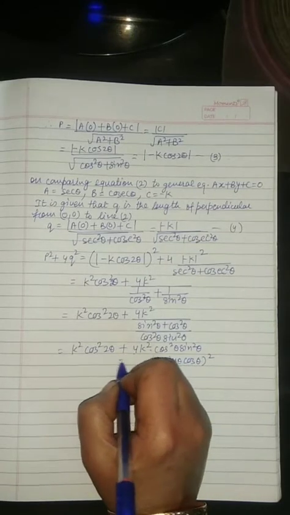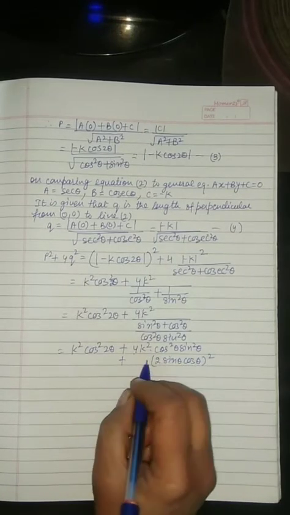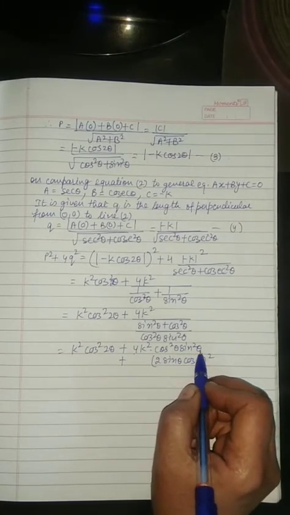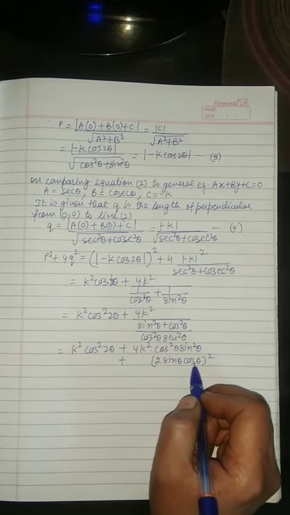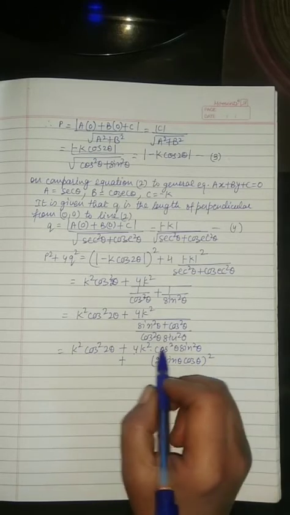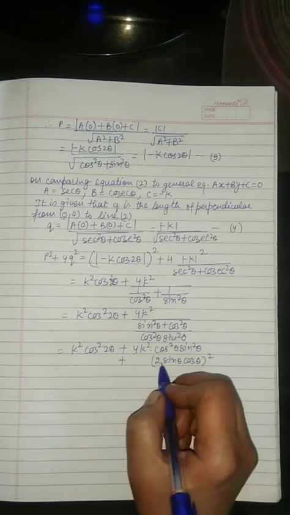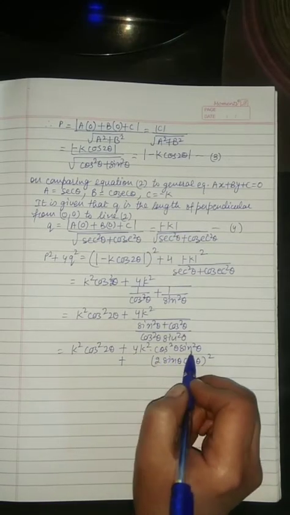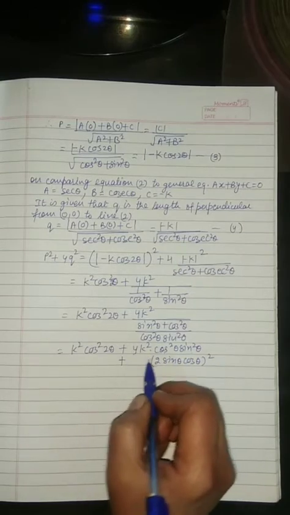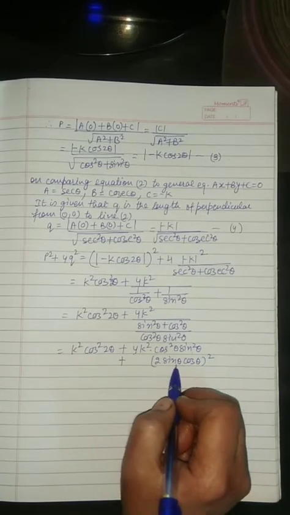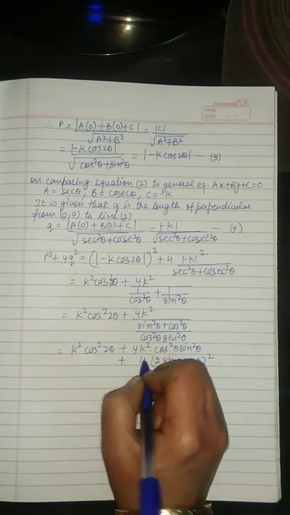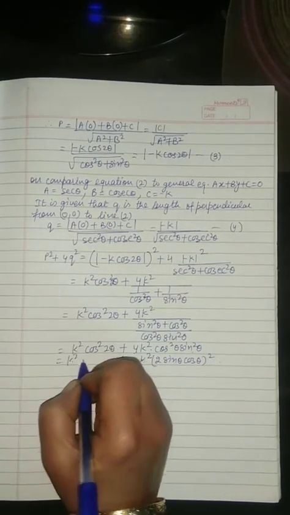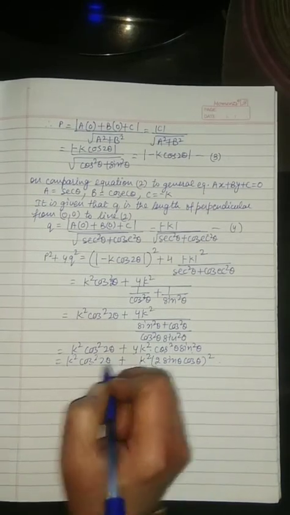So plus, we will take 2 cos square theta, cos theta sin theta, which is 2 sin theta cos theta, can be written as whole square of 2 sin theta cos theta. We have used 4 cos square theta and sin square theta. So together it can be written as 2 sin theta cos theta whole square, and outside the bracket we have only k square. And here also we have k square, that is cos square 2 theta.